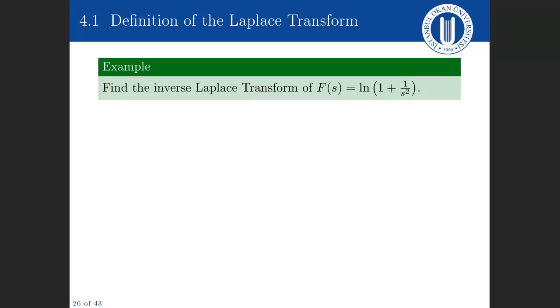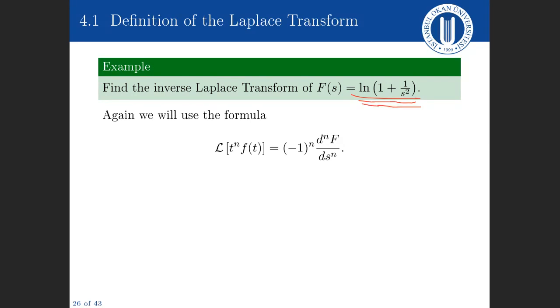For example, find the inverse Laplace transform of capital F of s is equal to ln of 1 plus 1 over s squared. Now, this doesn't look like one of the ones we've seen so far, but we know that if we differentiate the natural logarithm, we get 1 divided by s. So we're going to end up with something that we have seen.